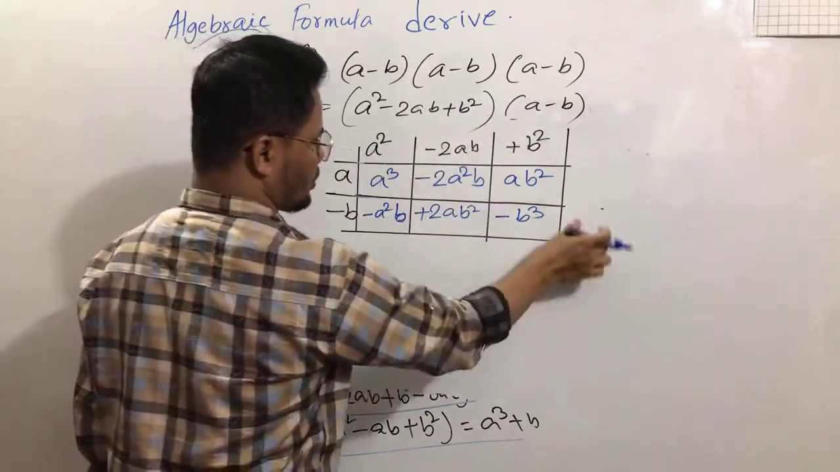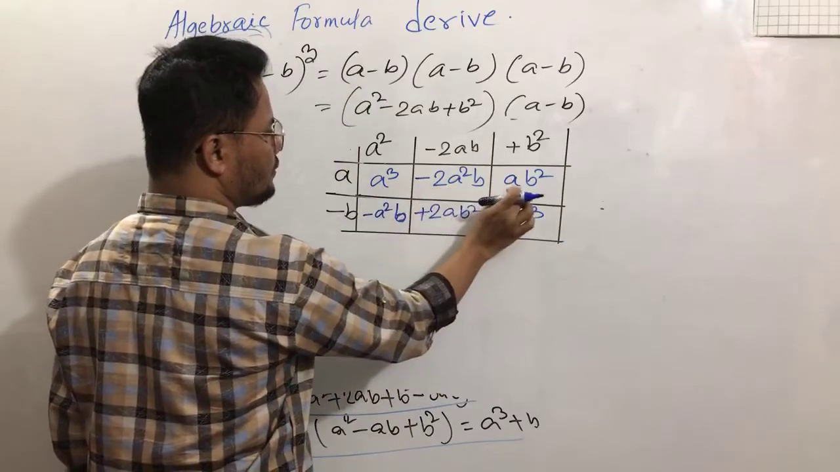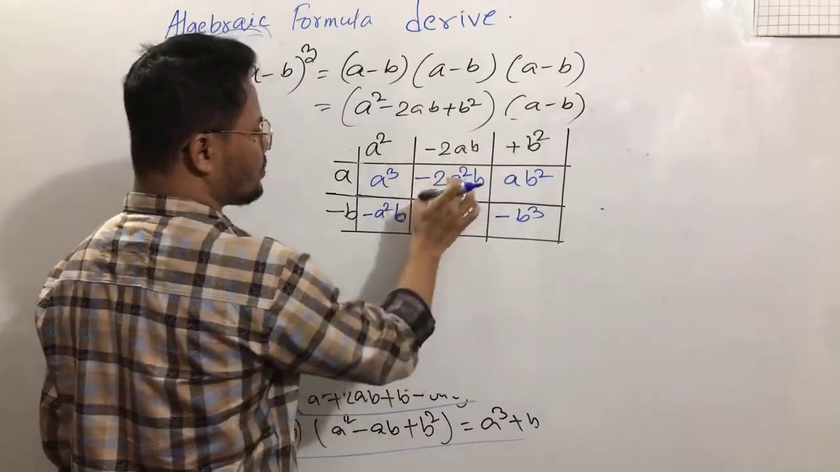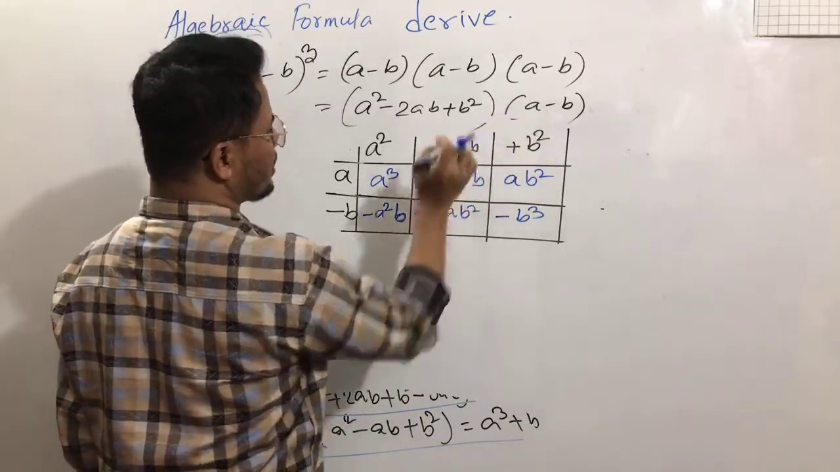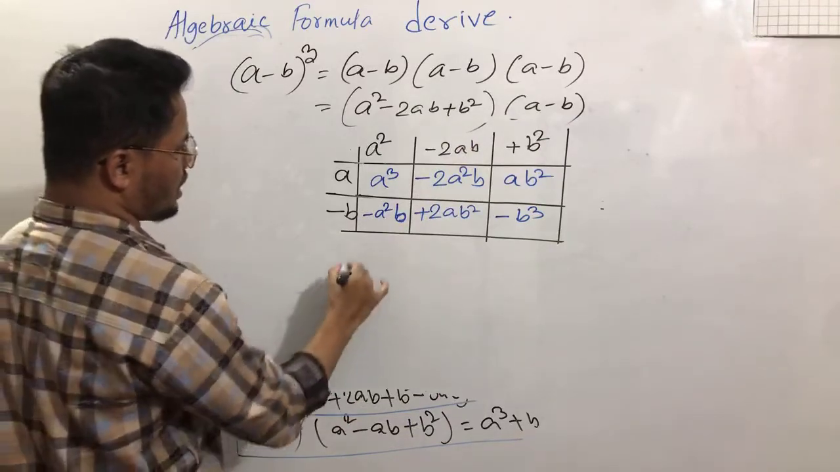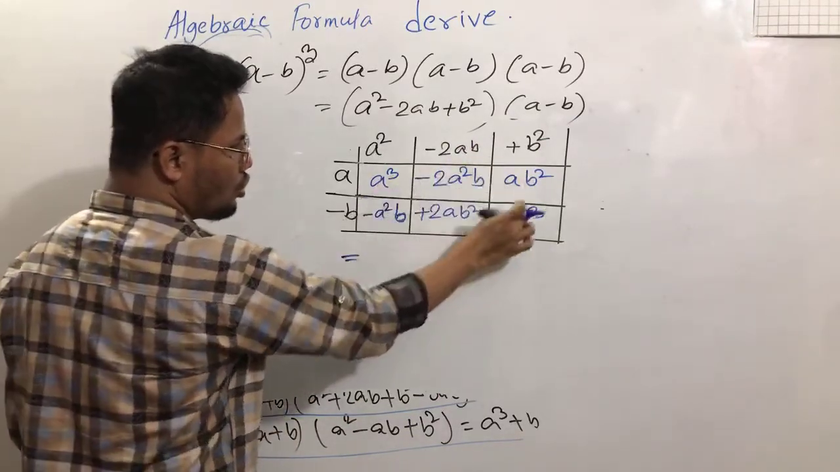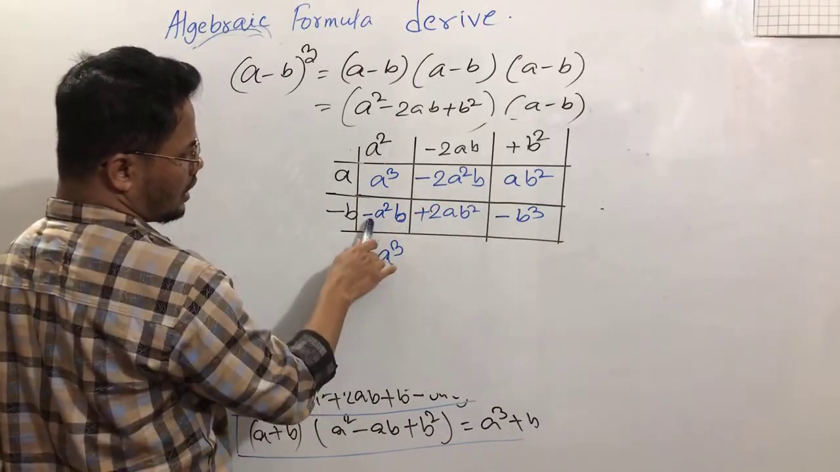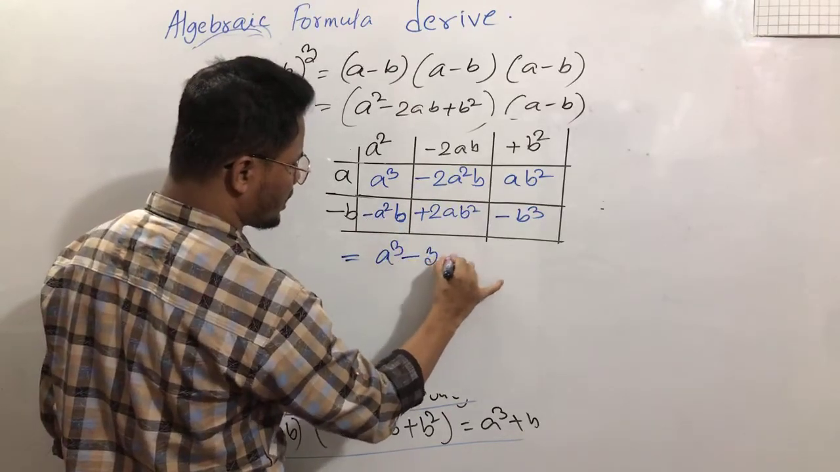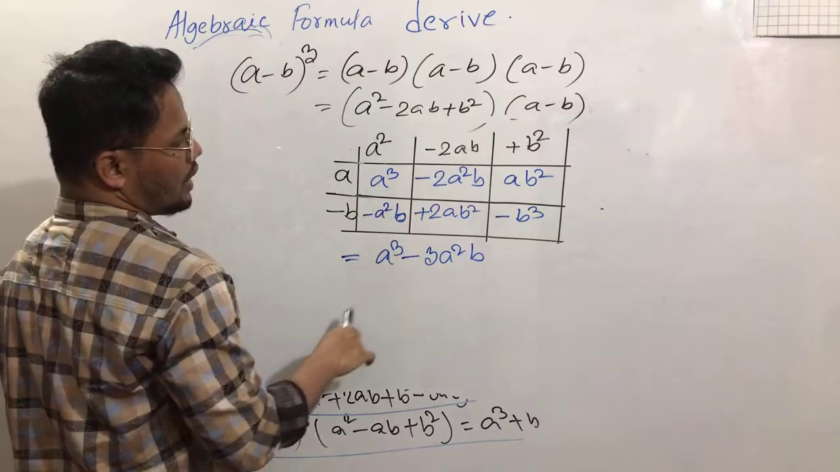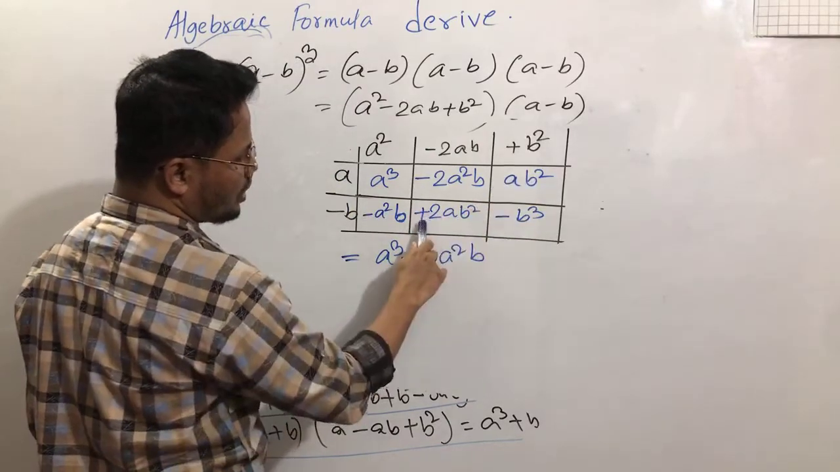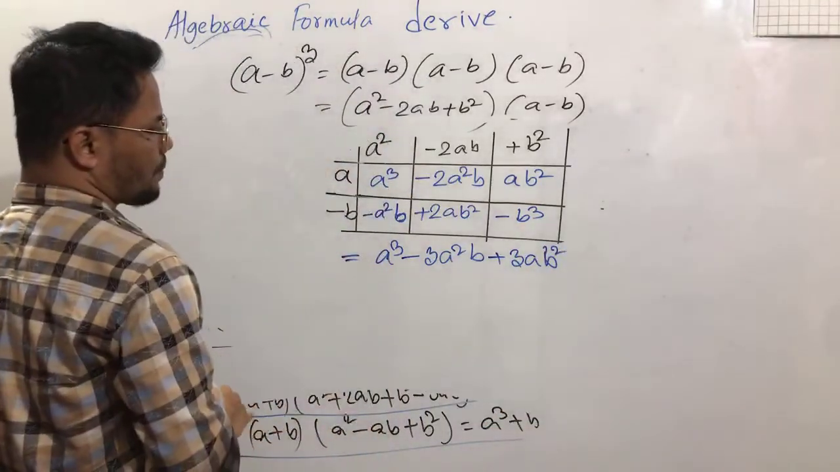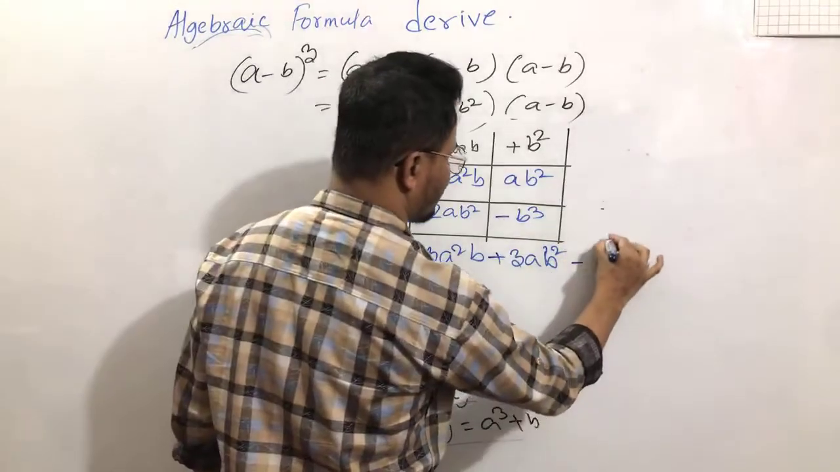Inside the box, 1 2 3 4 5 6, these are the result. The blue color is the result of multiplication there. So finally what we can write here, the result is a cube. There is no more a cube, so this one is a cube. Minus 2 times of a square b, plus 1 times of a square b, totally here minus 3 times of a square b. Plus 1 times of ab square, 2 times of ab square, this is the 3 times of ab square. And minus b cube.